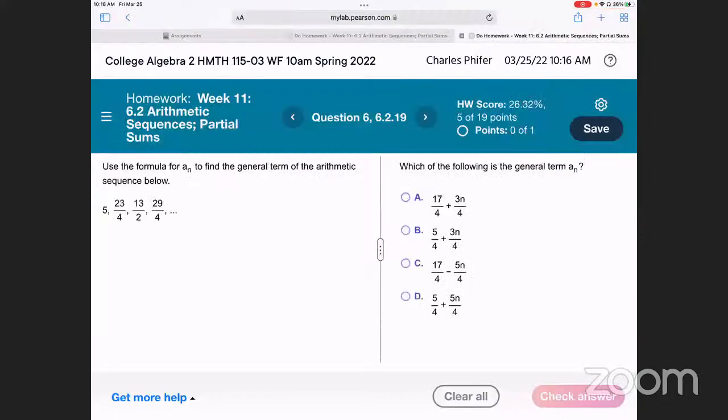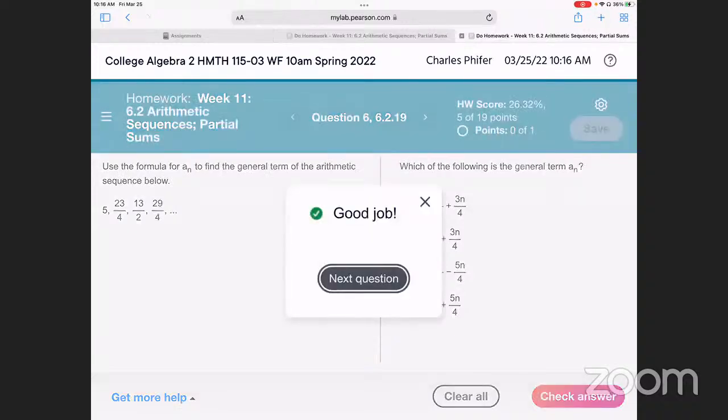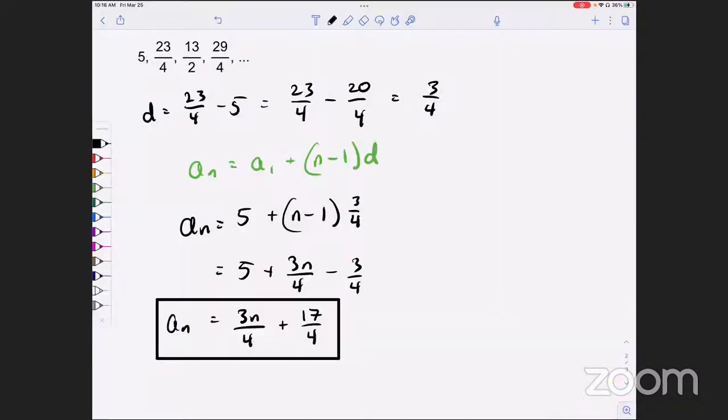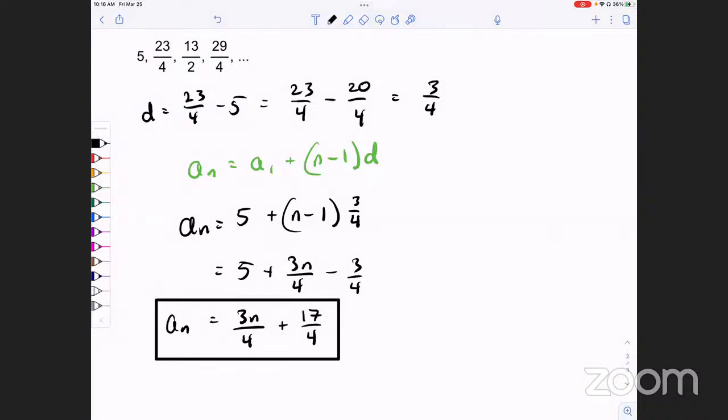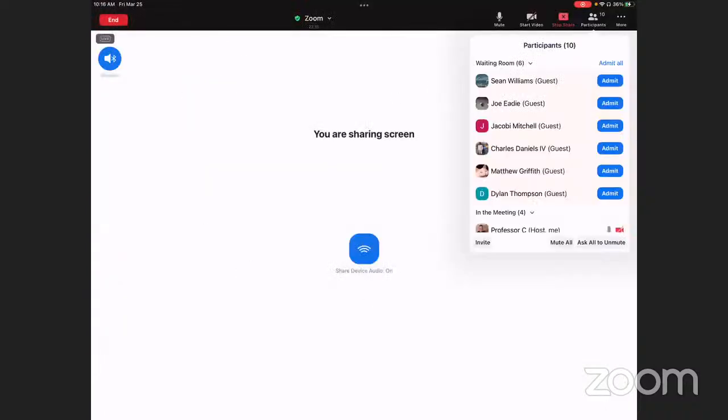This one, 3n over 4 plus 17. Check the answer. Okay, let's take a moment to check attendance.